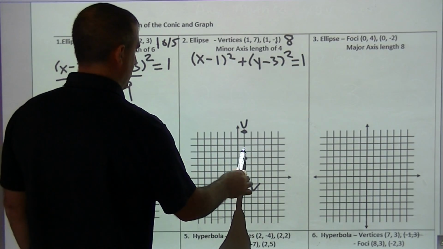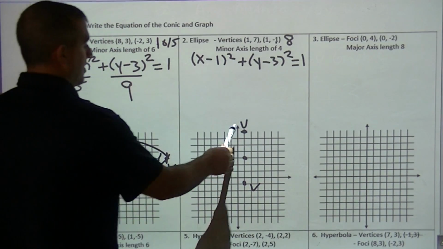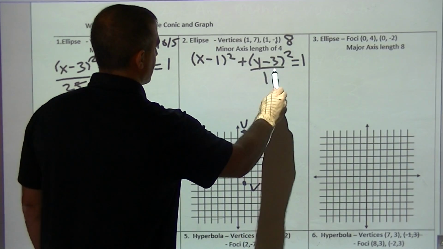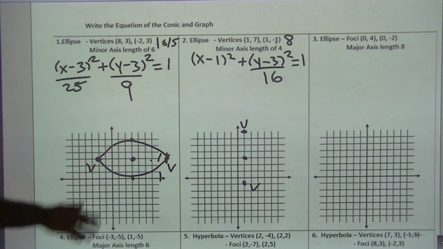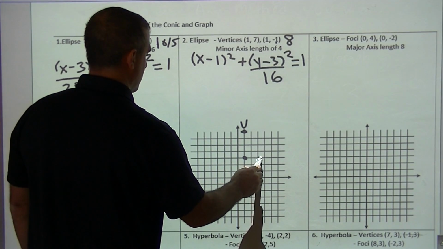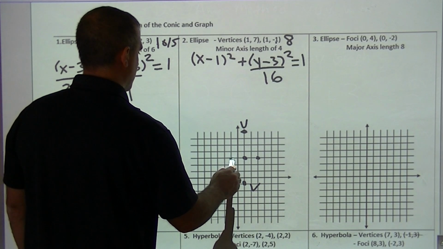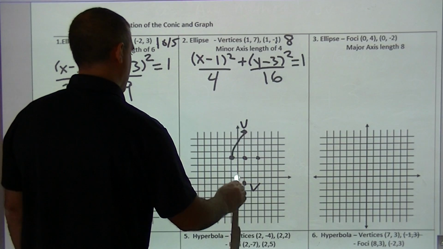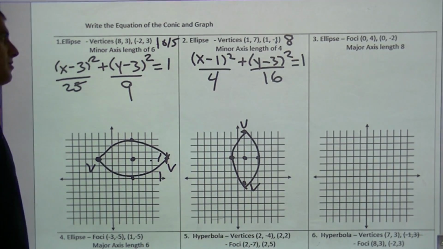Now, I know this 1, 2, 3, 4, that would be 16. Since this is vertical, that 16 is going to go under here. It's under y, because that's the y direction. Minor axis is a length of 2. So that's 2, 1, 2 this way, 1, 2 this way. So 2 squared would be 4. And then here would be my ellipse.